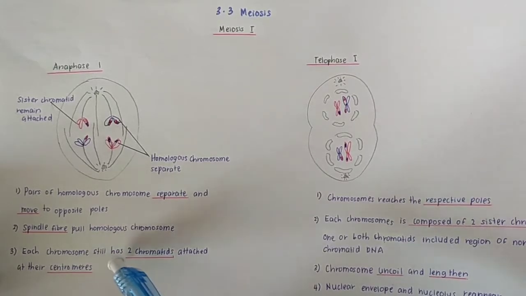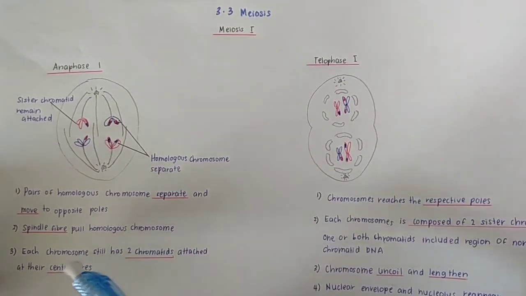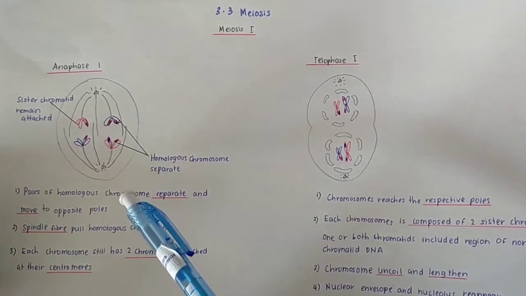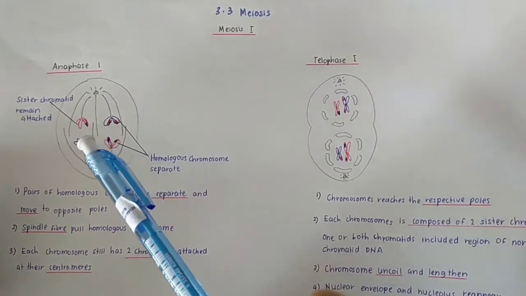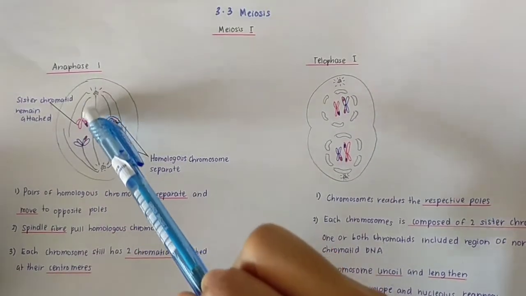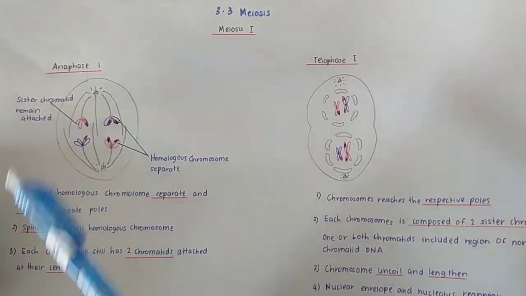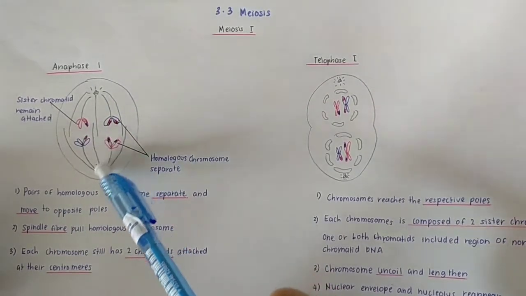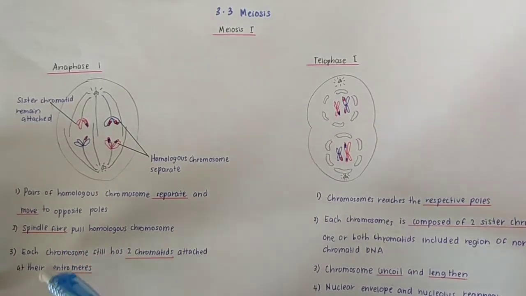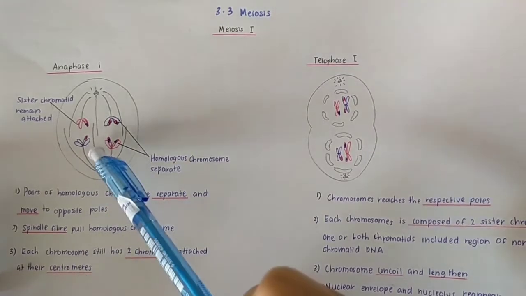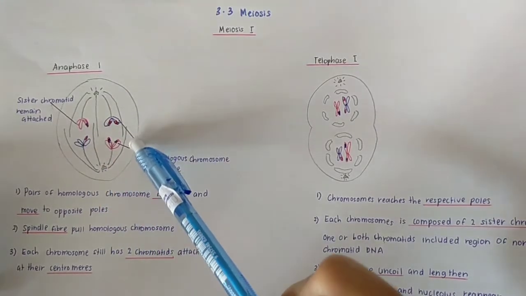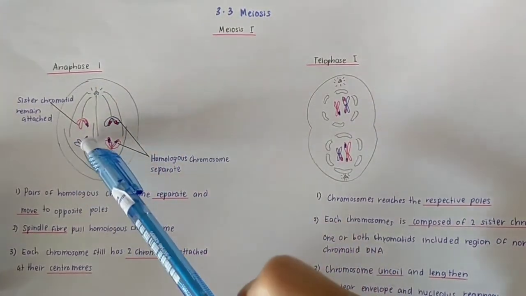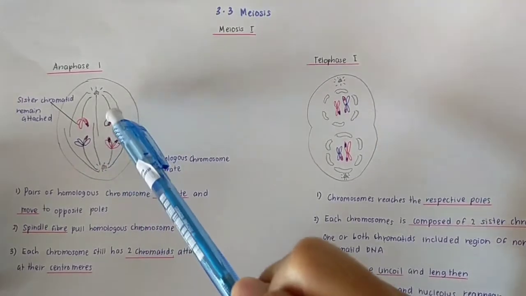And then each chromosome still has two chromatids attached at their centromere. So perbezaan di antara Anaphase 1 dan juga Anaphase in mitosis, centromere of the chromosome does not split. So that's why kalau awak tengok dekat sini, sister chromatid remain attached. Yang akan terpisah adalah homologous chromosome. Okay, so that's why here it explain each chromosome still has two chromatid attached at their centromere. Okay, so awak kena ingatlah how to draw the structure of the cell that undergo Anaphase 1 correctly. Okay, so you have to draw the chromosome like this lah.